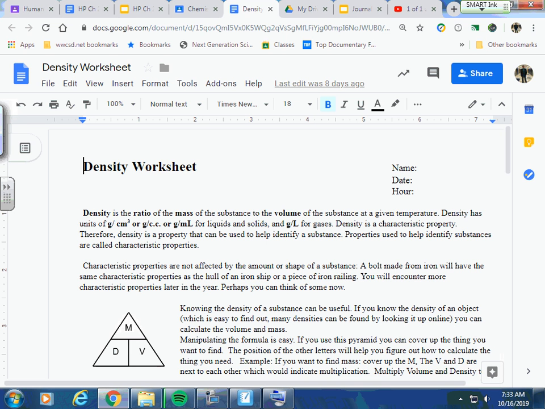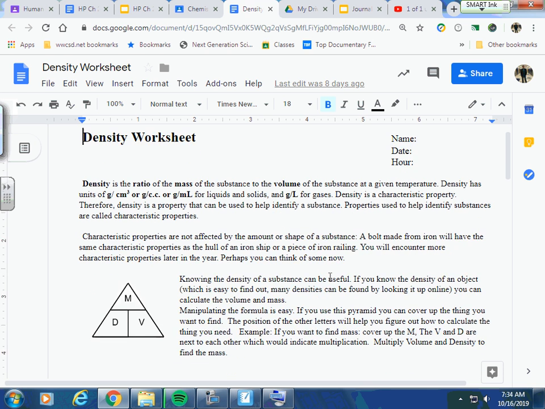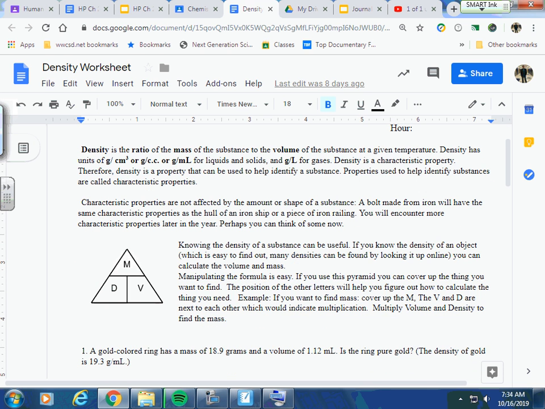Okay, so I want to run through and go over these density worksheet questions really quick. We have an introduction to the density pyramid here. Basically what this is saying is that anything we're trying to find, if we cover it up, we can have the equation to find that variable that's missing. Usually they give us two of the variables, say density and volume, and then we have to find mass.